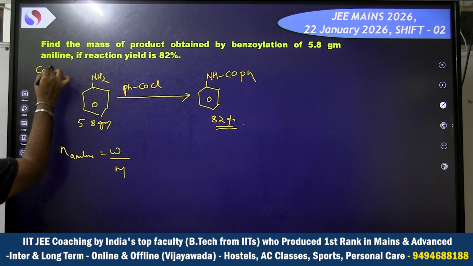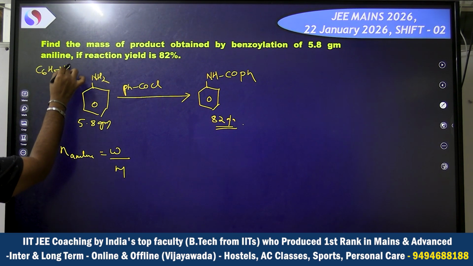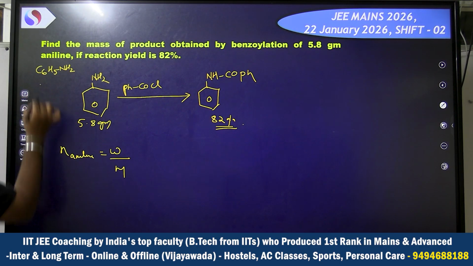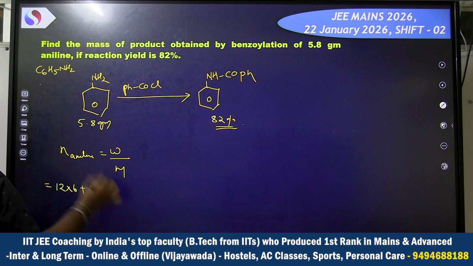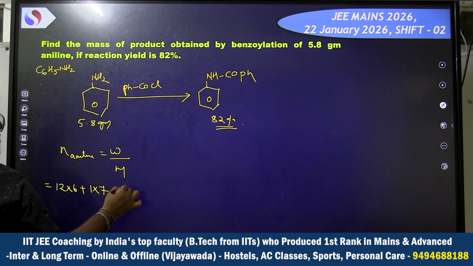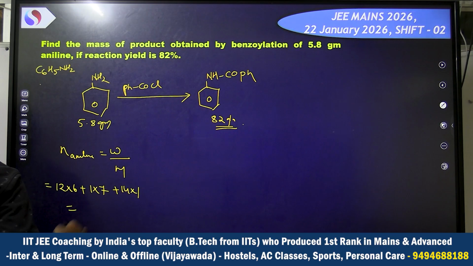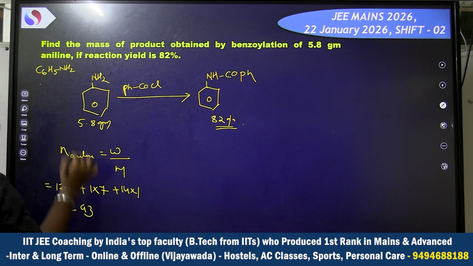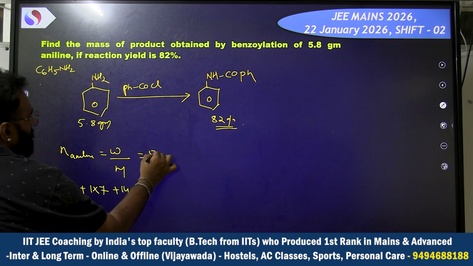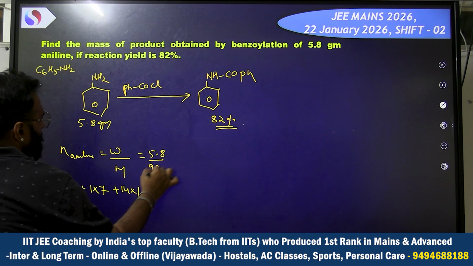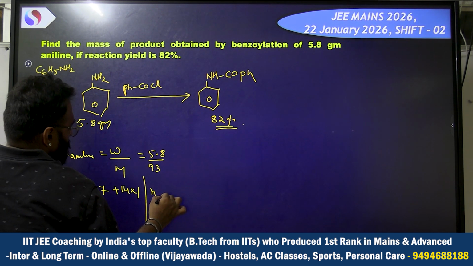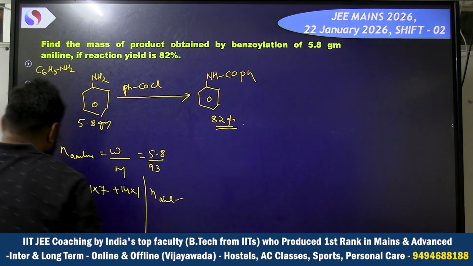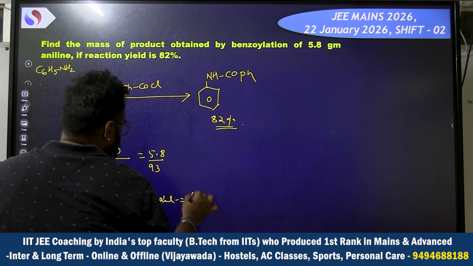This is C6H5NH2. So 12 into 6 plus 1 into 7 plus 14 into 1. The total will be how much? 93. So 5.8 divided by 93 gives the number of moles of aniline.